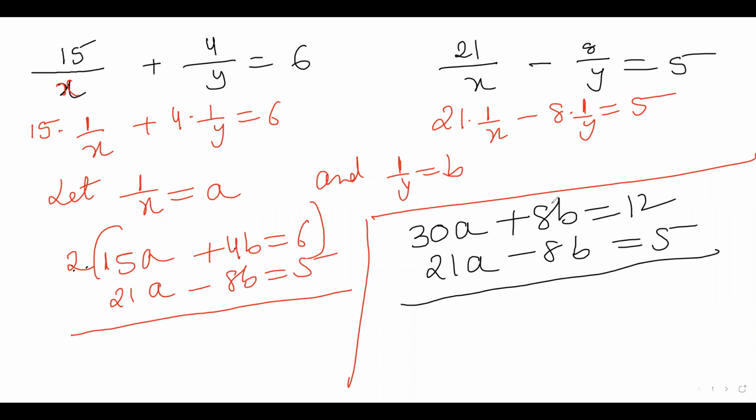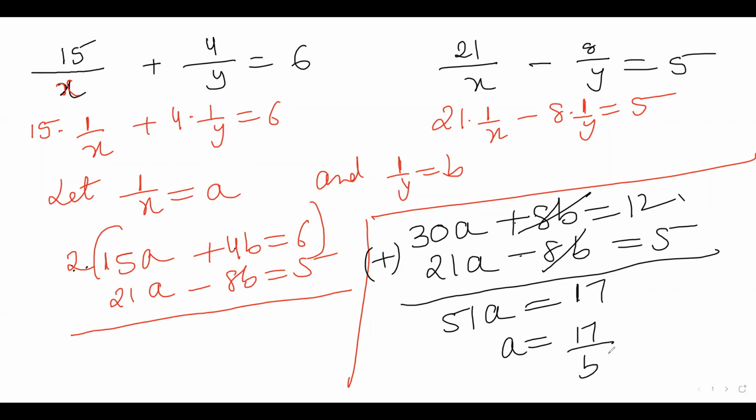Now coefficients of B are equal. These two are equal and one is plus, one is minus. No need to change sign. No need to subtract. Directly add. Minus 8B plus 8B will get cancelled. On adding these two, I will get 51A. And on adding these two, I get 17. A is equal to 17 by 51, 17 ones are 17, 17 threes are 51, so A value is 1 by 3.